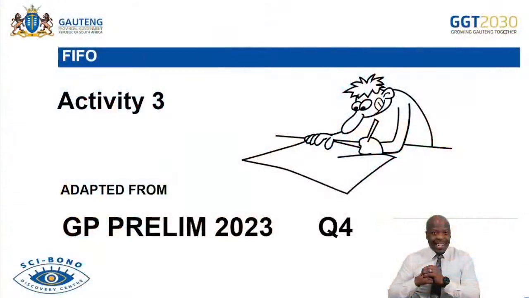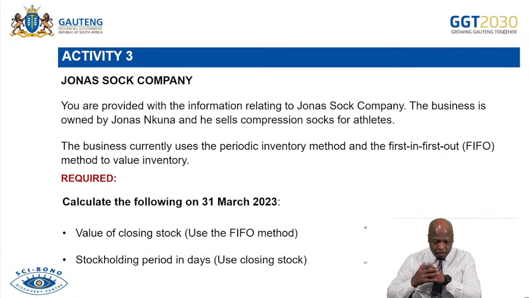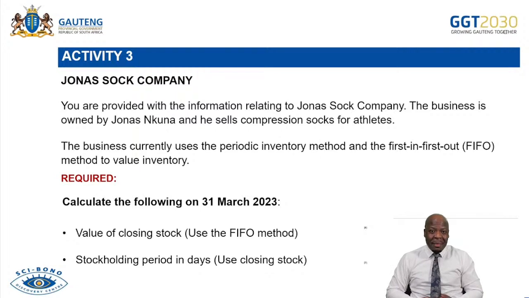And we discovered that there is no need for us to consider what has already been sold. Let's just focus at the bottom, what we still have on hand. So we've done that with 2 question papers so far, and we have our very own Gauteng paper that we're going to do now. Okay, so if you're ready, let's begin. Activity number 3. All right, this is from the Gauteng 2023 prelim paper.